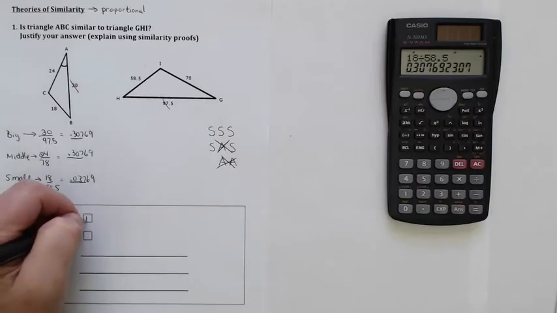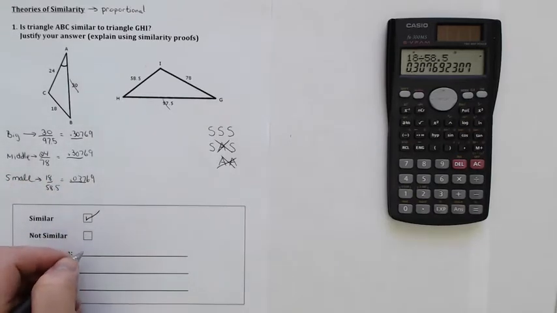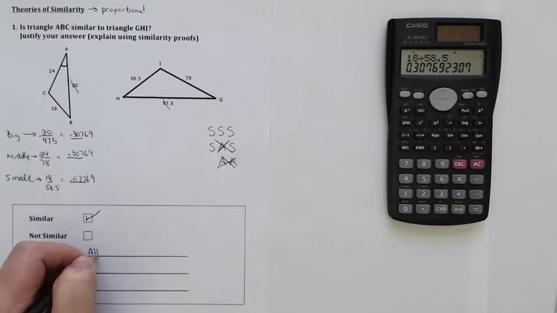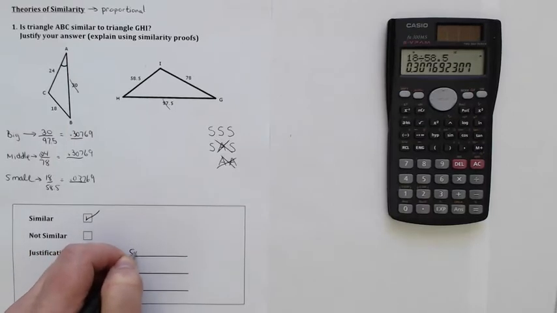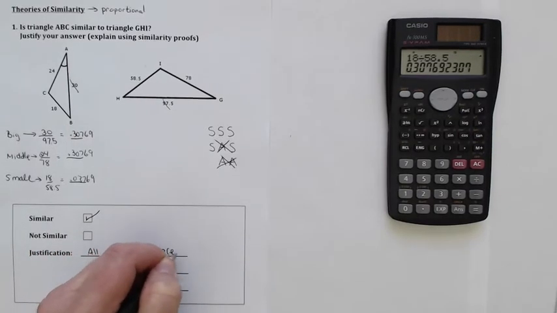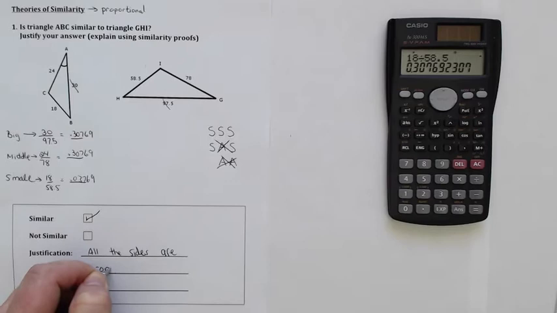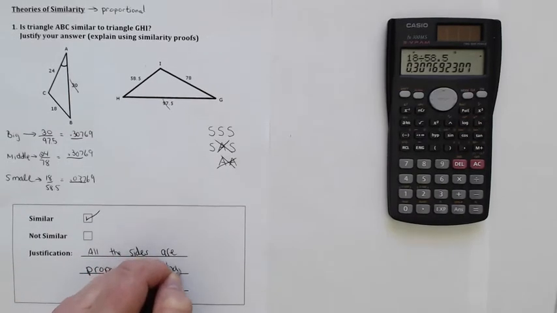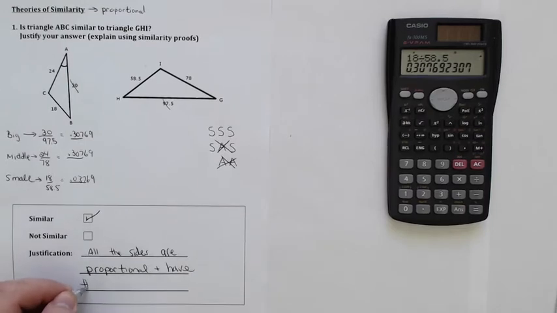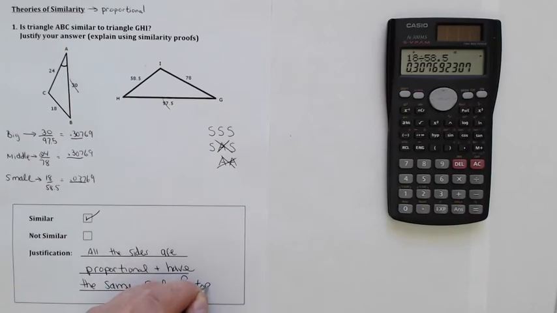So I can say that they're similar, and the justification is that all the sides are proportional and have the same scale factor. Easy peasy. Let's take a look at another one.